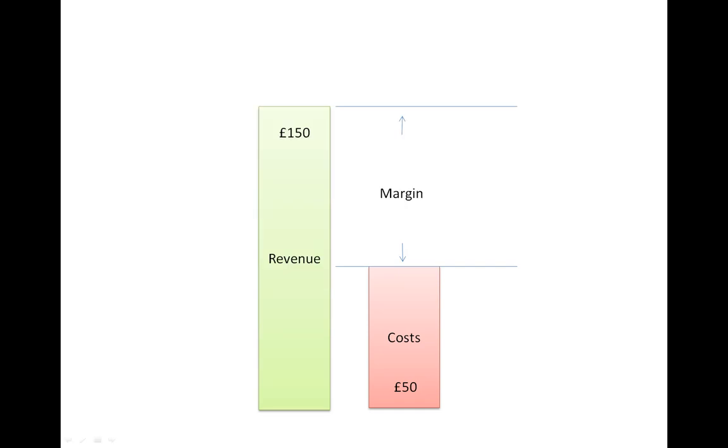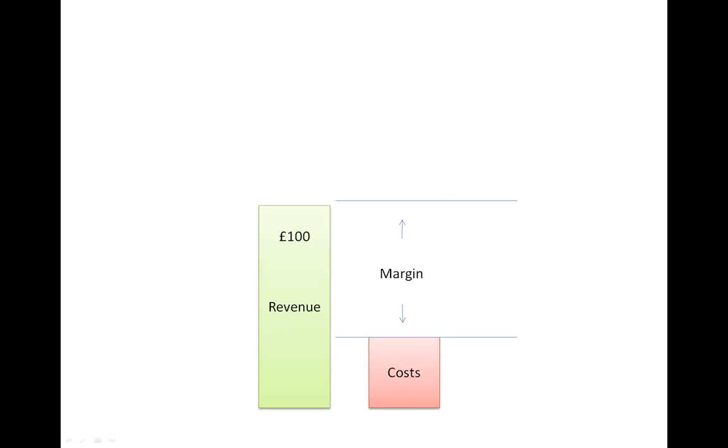Now, one thing we can do to increase the profit is obviously to bump up the revenue, right? So if we have some certain fixed costs and we bump the revenue up from 100 to 150 pounds, then we've increased the revenue by 50%. That has a doubling effect on the profit, right? By increasing revenue 50%, we've gone up to 100% worth of margin increase.